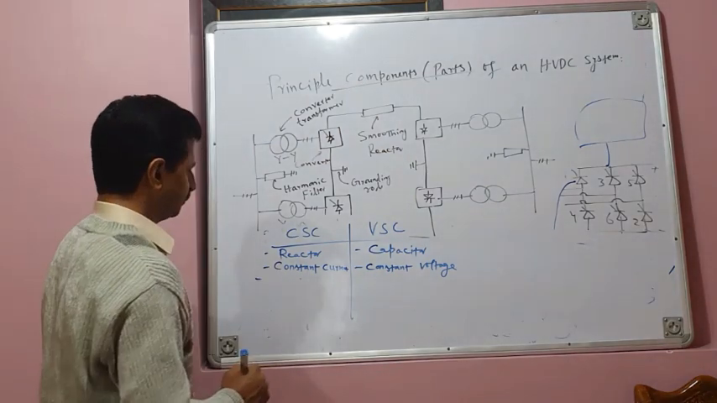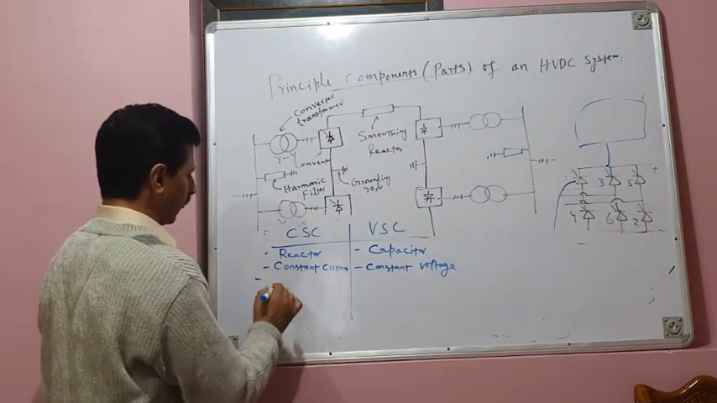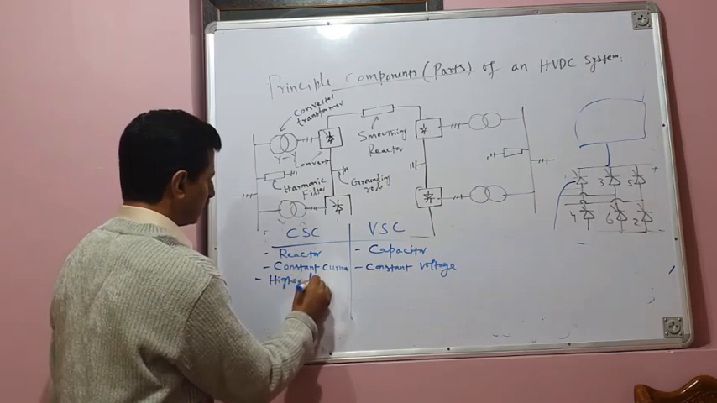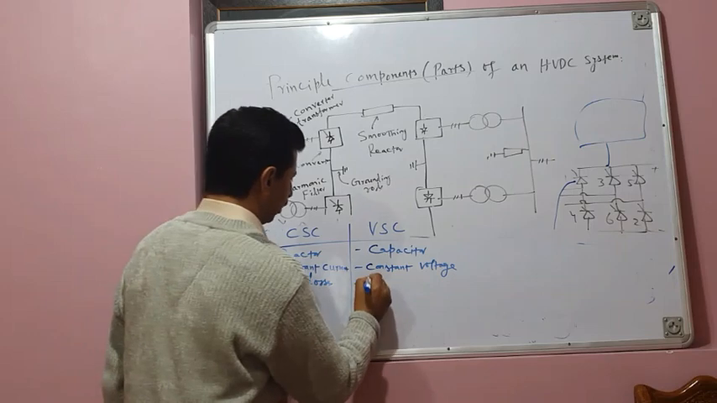Third is higher losses, and it has lower losses.